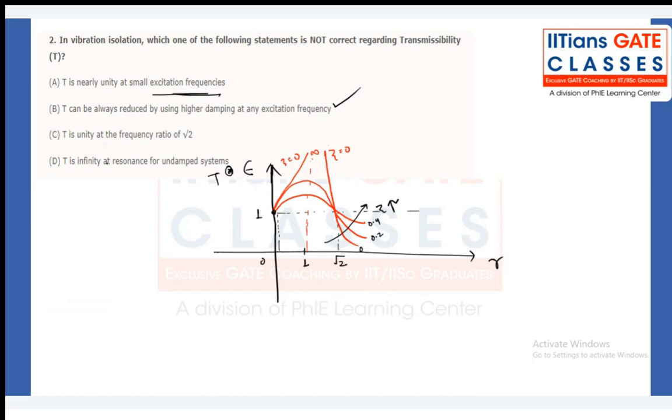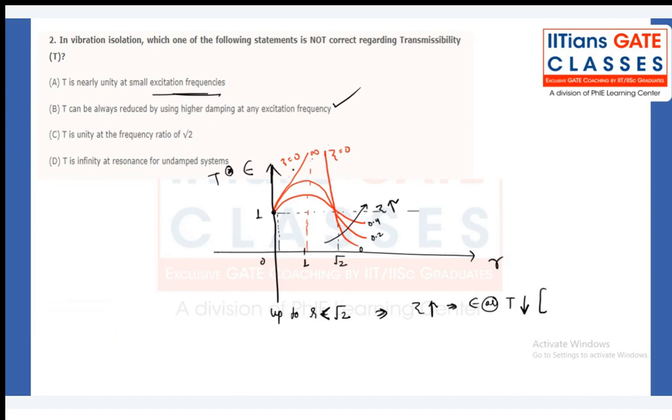But let's see the other options. T is unity at frequency ratio root 2, yes. T is infinity at the resonance, yes, for an underdamped system. So option B is incorrect. Because if you're working up to R equal to root 2 or less than root 2, what you are having, guys? Zeta is increasing, then only transmissibility T is decreasing. You see that?